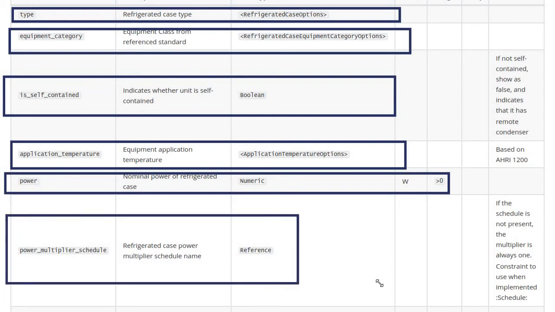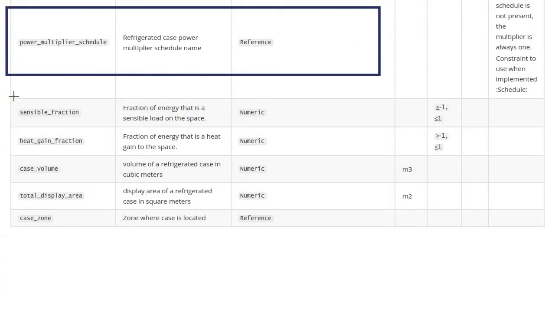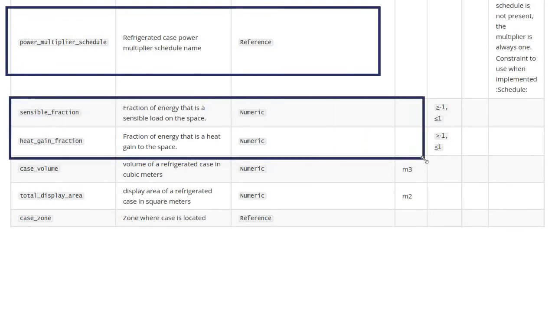And then the power multiplier schedule, if it's used here, would be the multiplier of the power in order to determine the power consumption of the refrigerated case. If it's not present, a thermal simulation would be modulating the power to determine the consumption for each time step. Next is the sensible fraction and the heat gain fraction, which shows how much of the sensible and total heat from the refrigerated case goes to the space that it's in.